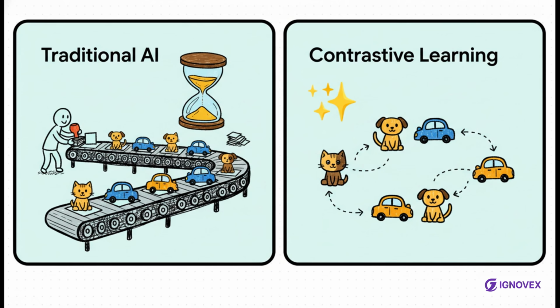For years, as you see on the left, traditional AI has depended on this slow, expensive assembly line where humans have to manually label every single thing. This is a cat, this is a car. It's a massive bottleneck. But contrastive learning, over on the right, completely flips the script. It figures out patterns and relationships all on its own, learning directly from raw, unlabeled data.